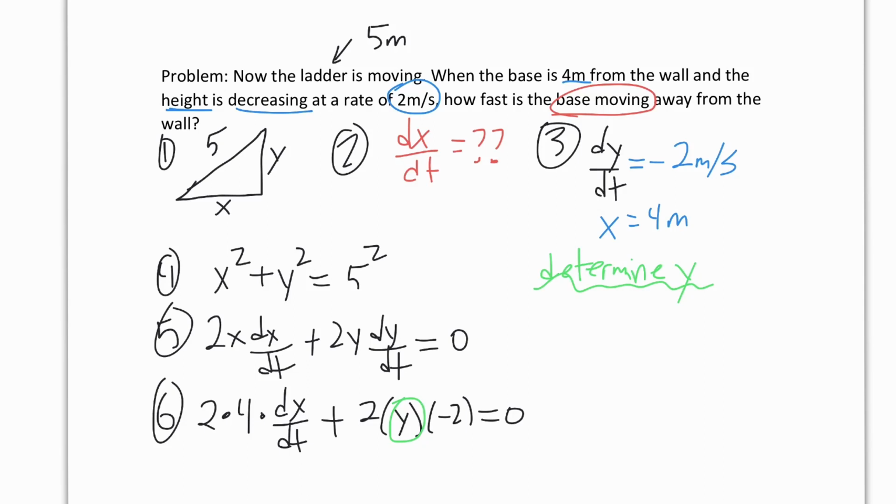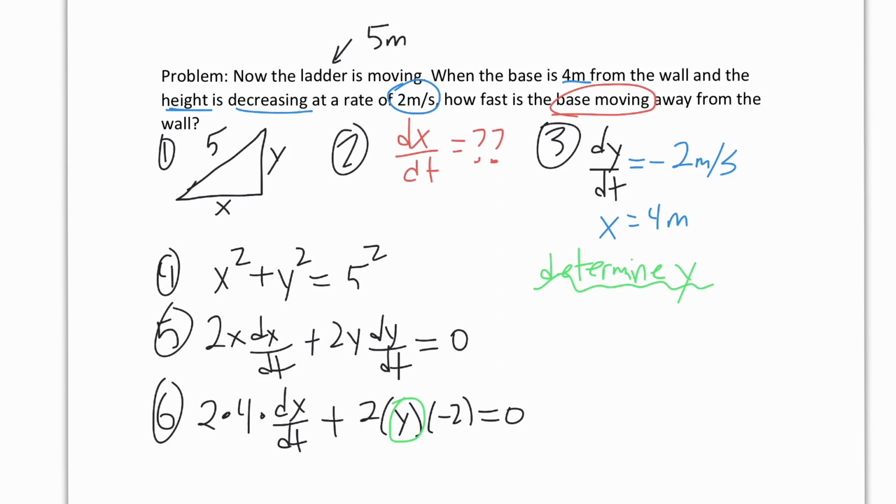That's our little question. It's like a side problem. We need to determine y. Now, to determine y, we're asked basically, what is the height of this ladder? And the height is always going to be changing, but we're looking at a particular instant in time.